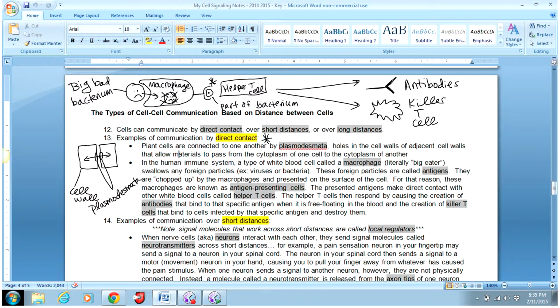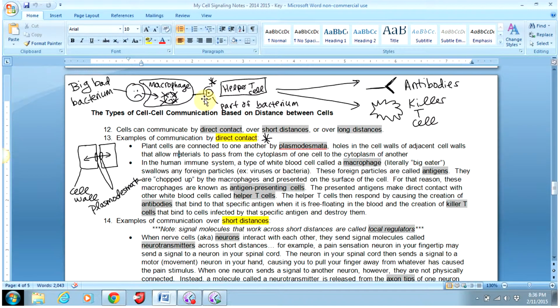Another example of cell communication by direct contact happens in the human immune system. So what takes place is, if you have a pathogen in your body like a bacteria cell, for example, this unhappy face is our big bad bacterium, you have cells within your immune system called macrophages, which means big eater. So they will literally engulf the bacteria, break it apart, so you see the unhappy face, the bacteria being chopped apart, and then they will literally present a portion of that bacteria on a protein on the surface of the macrophage.